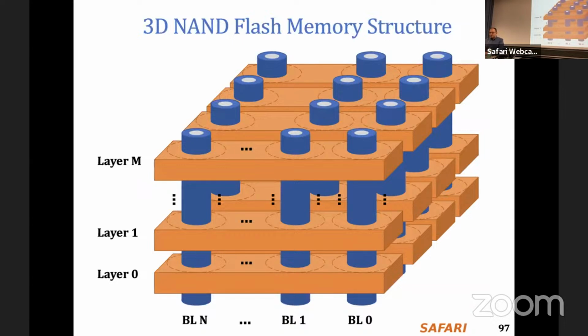This is a structure for 3D NAND flash memory where you have different layers, and you can see that the bit line actually goes across the layers. Word line is still per layer. So each word line goes through the layer, but a block is actually distributed across layers. So this is complete. This one is a block, for example.